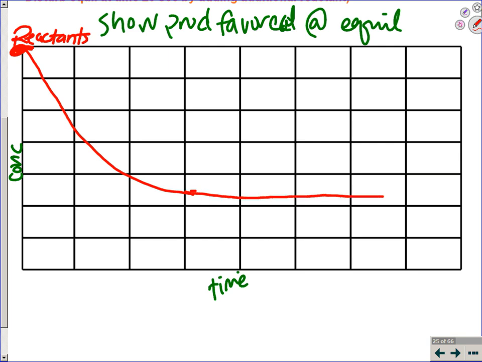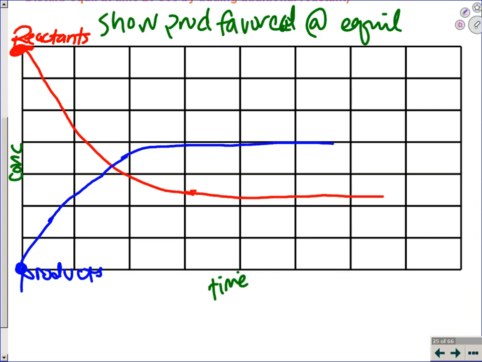Okay, so there's my line for reactants. I'm going to draw another line for products, but I'm going to start us off before the reaction with 0 products. So where does that start? The bottom, okay, so the 0. Now as these reactants react, what are they producing? Products. So products go up, and as these reactants react, products continue to go up, right? And they continue to go up. But as these reactants start to level off, they're really not changing. So this is going to level off as well.